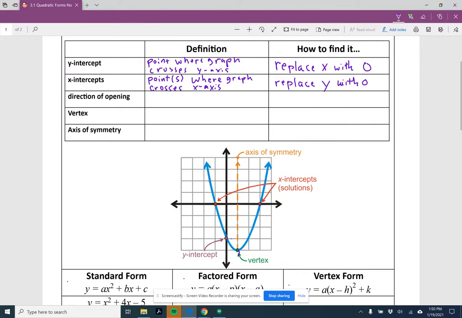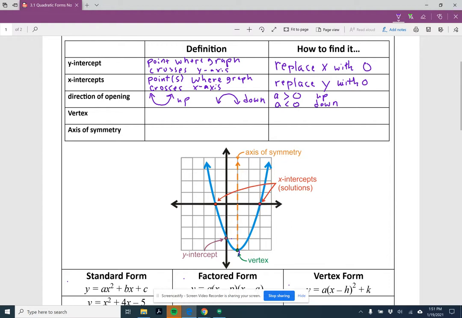Direction of opening. Okay, we have quadratics that open upward. The shape is called a parabola. We will also look at quadratics that open downward. So they'll either open up or they'll open down. How do we decide whether they open up or down? Well, it depends on the number a. If a is greater than 0, remember greater than 0 means positive. So if a is positive, it's going to open upward. If a is negative, meaning less than 0, if your a value is negative, it's going to open downward.